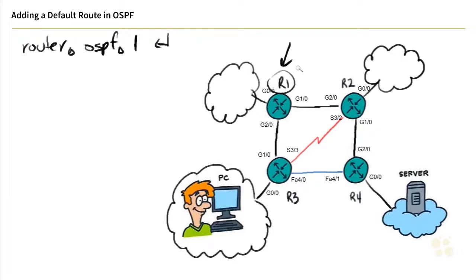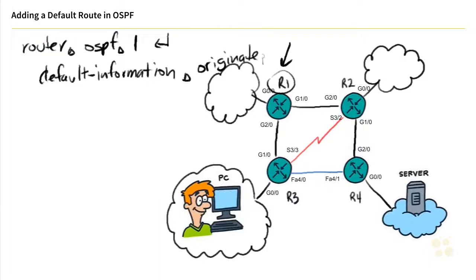And to tell R1, just like in kindergarten, it's good to share. What we would do to share that default information is use the command default-information, which means share the information about your default route, originate, which tells R1 to take the action of injecting that into OSPF. So once the default route is in OSPF and it's shared through the link state advertisements, and R3 knows about it, and R2 knows about it, and R4 knows about it, and everybody knows about it, all these routers will have information in their routing table about a default route in the event they need to use it.